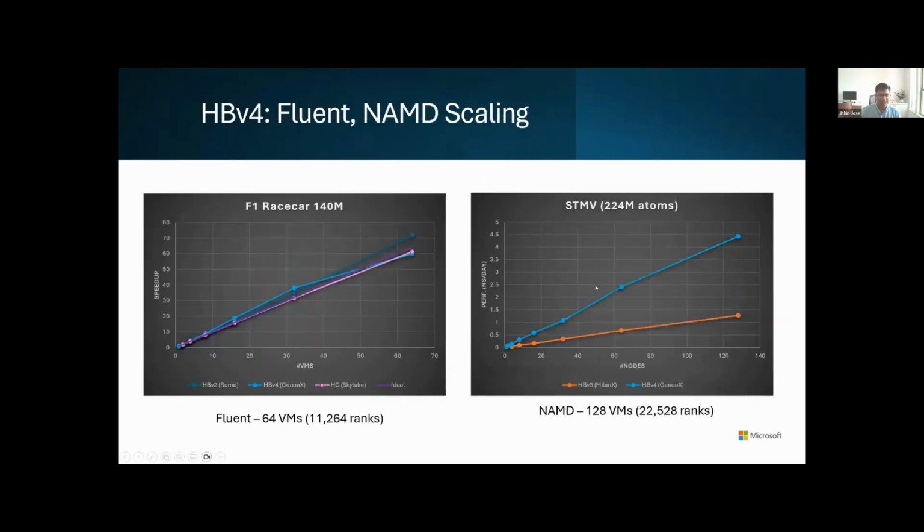And then quickly jumping to a similar signature, but two other applications. One is the Fluent F1 race car 140 million model, and then similar with NAMD with 128 VMs. Here also we can see really good scaling efficiency with Genoa-X. There is one item here: we identified a BIOS-level issue, so that's why HBv2 is still showing some better efficiency. I have not plotted it here, but with the BIOS fix, we are able to see much better numbers.